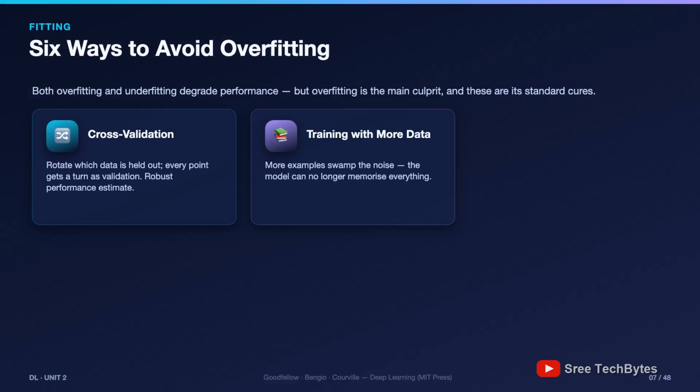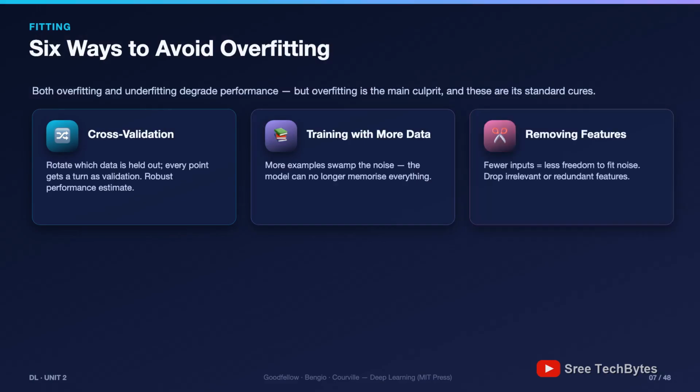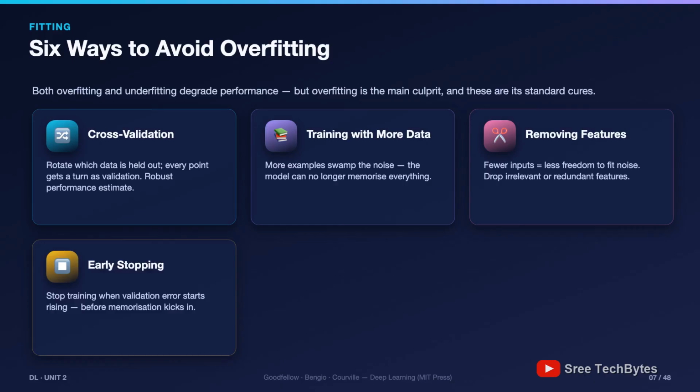Train with more data, enough examples, and the model simply can't memorize them, all the noise gets swamped. 3. Remove features, fewer inputs means less freedom to fit noise. 4. Early stopping, quit training just before memorization kicks in. 5. Regularization, penalize large weights to keep the model simple.